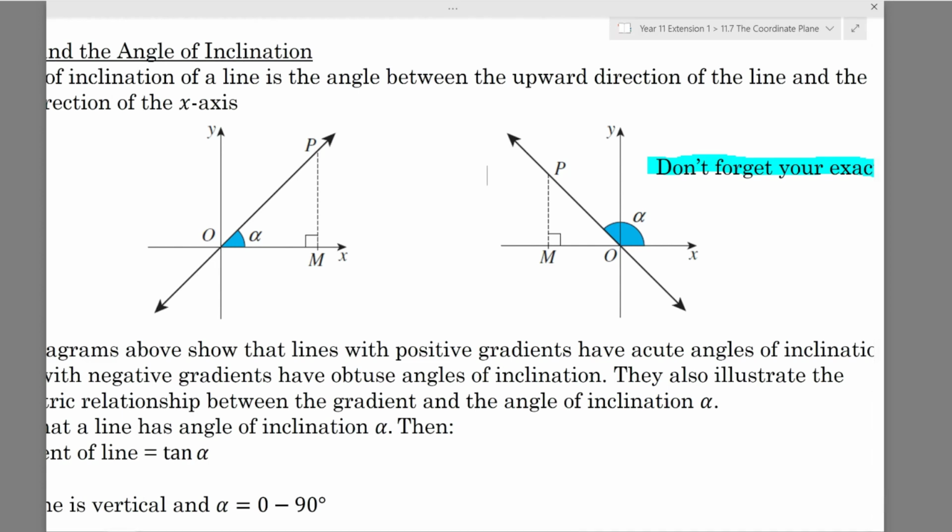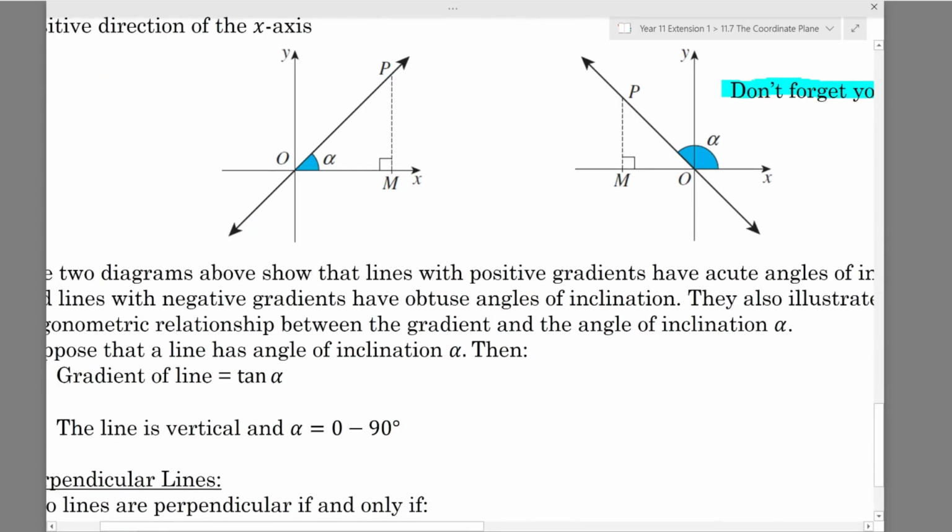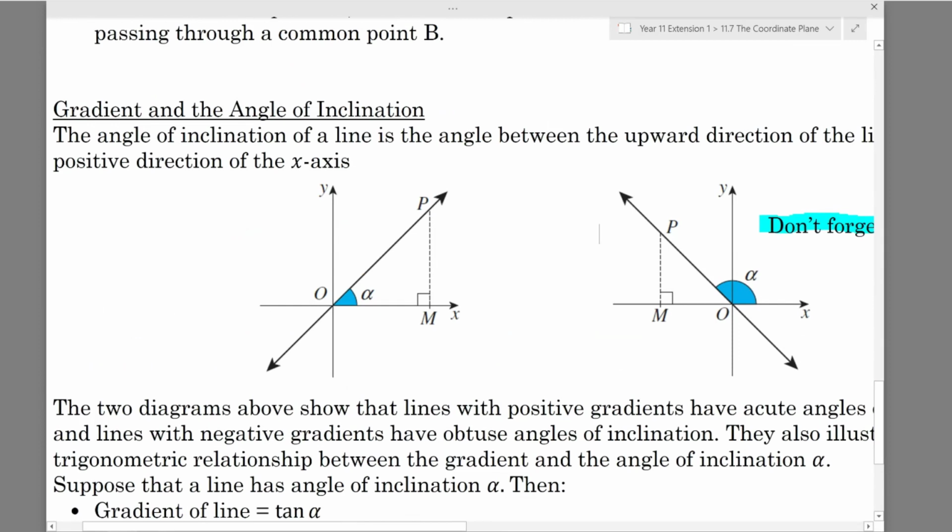So, how do we do it? Well, if we think back to our trigonometric ratios, I can see that I've got a triangle in here, which we have as the rise, and I've also got a run in here.